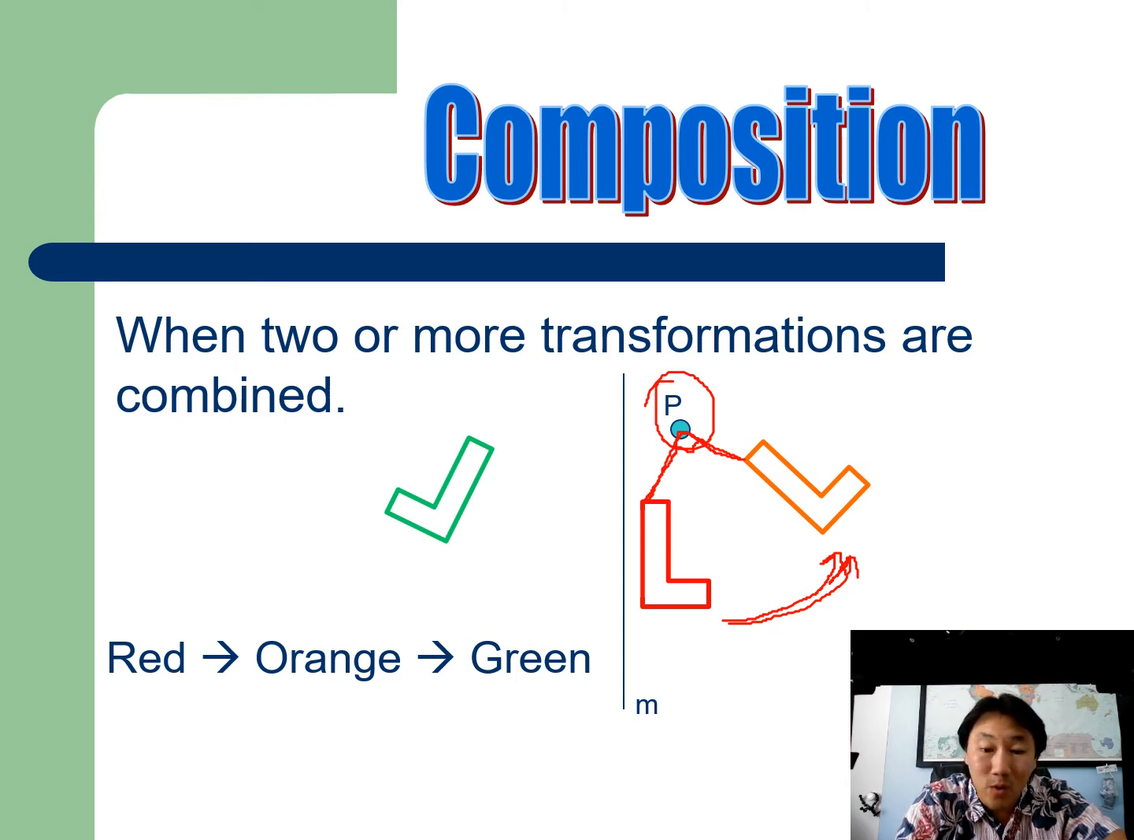Now let's go from the orange to the green. So the orange to the green. It looks like it's a reflection, and it is, but you have to be specific. When you do reflections, you have to say where is the mirror, where is the line of reflection. So you would have to say that the orange L is reflected across line M to end up at the green L. Okay? So be very specific when you're describing these things.